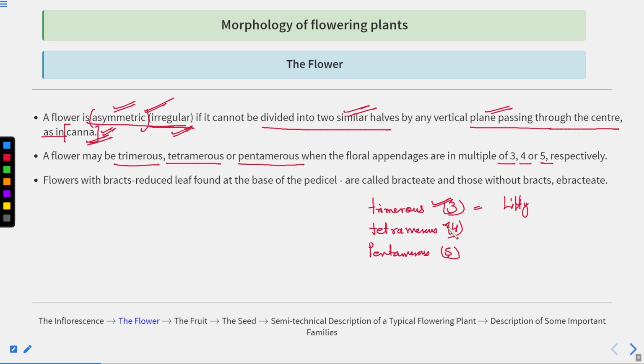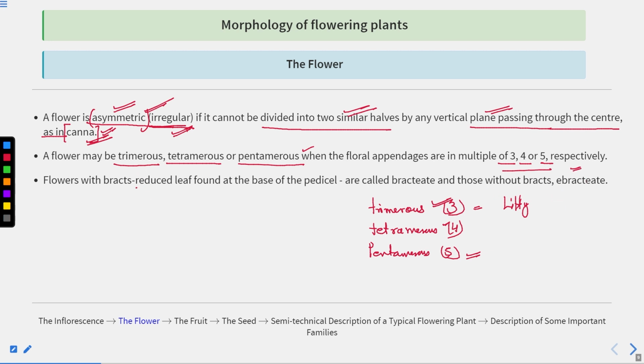Tetramerous, the flower that is having the sepals, petals, stamen, and carpel. Then this is the tetramerous type of flower. Pentamerous, when the flower is having epicalyx, then calyx, then petals, then stamen, and then pistil. Five whorls are there. Then it is called a pentamerous flower. So they are having these 3, 4, or 5 appendages.